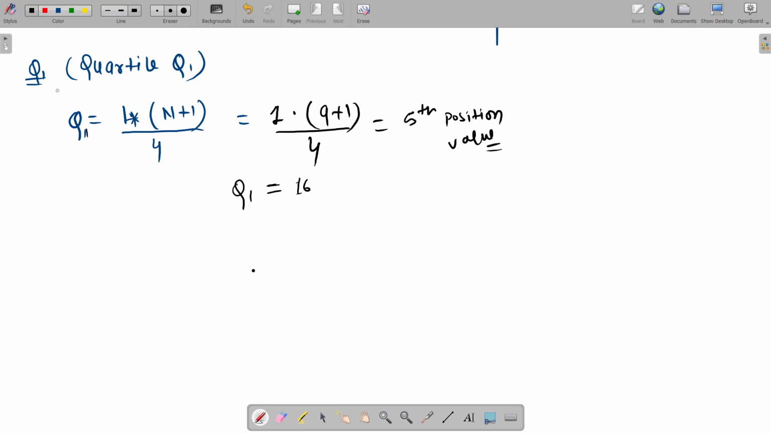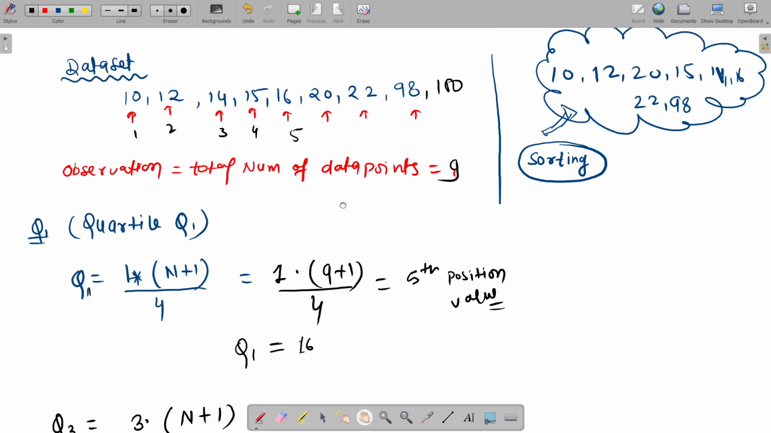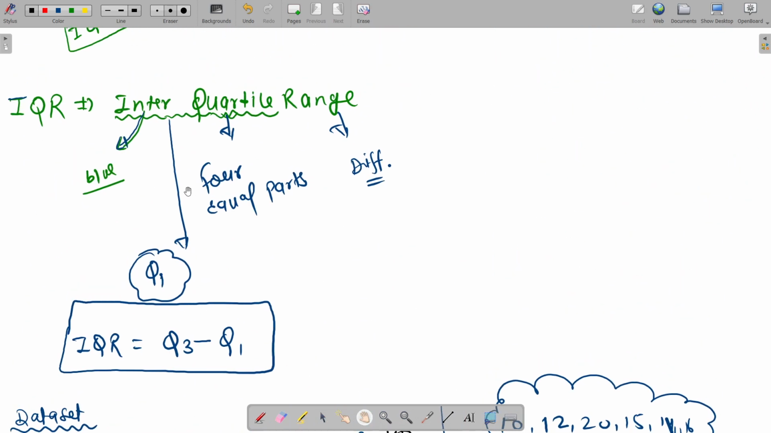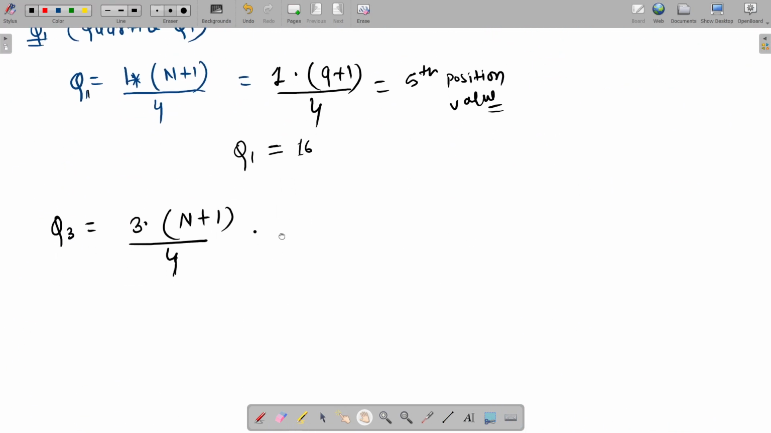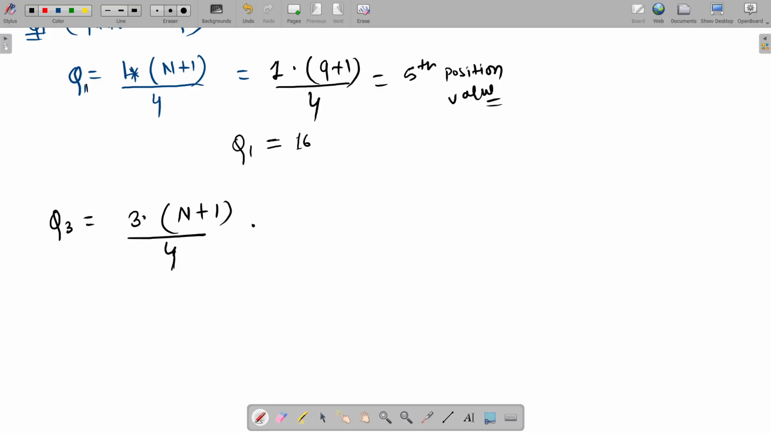Similarly, we will calculate our Q3. Q3 means quartile 3. So for the calculation of quartile 3, we will write 3 into total number of observation plus 1 divided by 4. Why are we writing 4 here? Because we are calculating the quartile. Quartile means 4 equal parts of any data set. So that's why we are dividing by 4. So here 3 into total we have 9 observations, 9 plus 1 divided by 4.